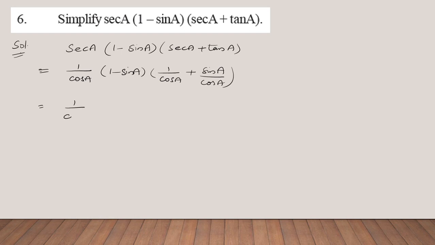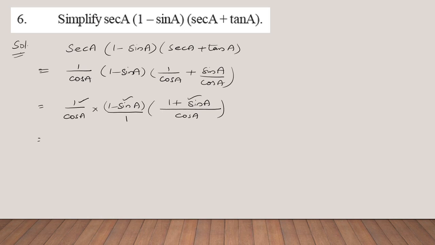So I can write this as 1 by cos A into 1 minus sin A into, so what is the LCM here? The LCM is cos A, and the numerator will be written as 1 plus sin A. If there is nothing in the denominator, then 1 is present. So from this, I can write 1 into 1 minus sin A into 1 plus sin A, so it is nothing but the standard form. Multiplication with 1, so no problem.